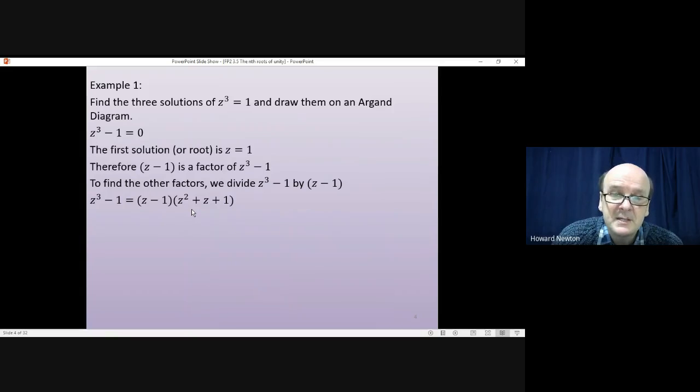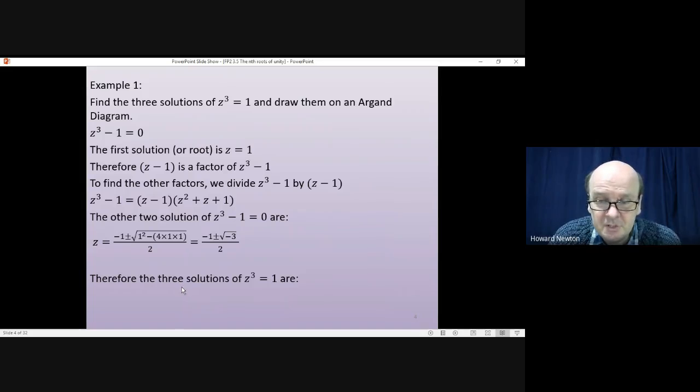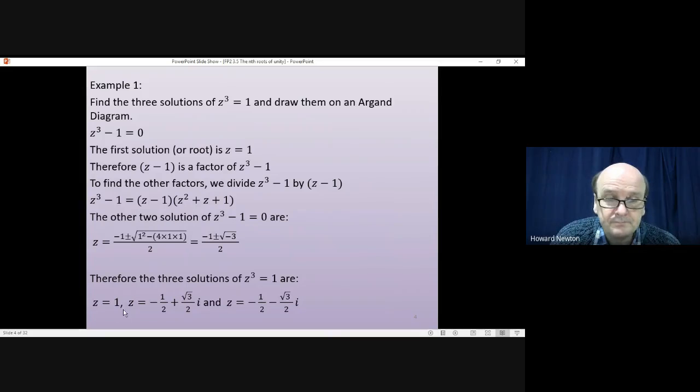The way we do that is with the quadratic formula. Using the quadratic formula, we get that, which simplifies to minus 1, plus or minus the square root of minus 3, divided by 2. So that's three solutions. The three solutions of z cubed equals 1 are, first of all, z equals 1. Then z equals minus a half plus root 3 over 2 i. And z equals minus a half minus root 3 over 2 i.